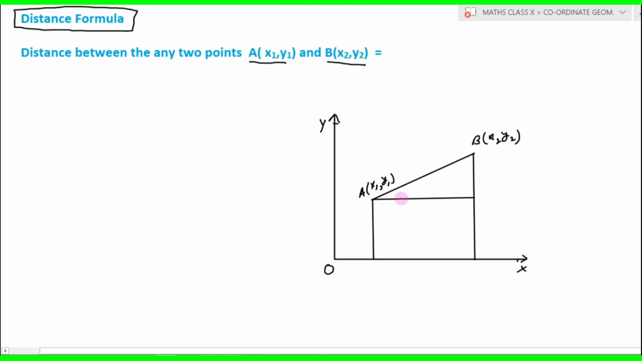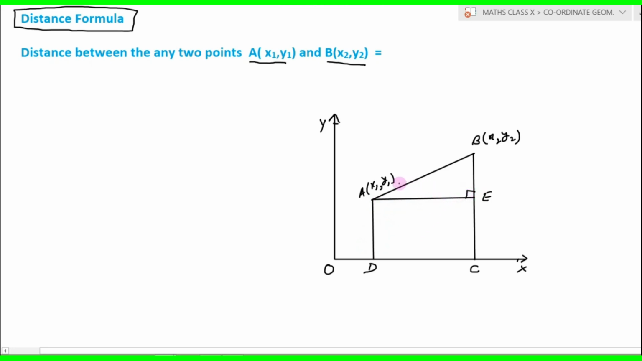Clear? So we have to start from here. To find the length of AB, we will do one construction. From A draw a perpendicular line on the x-axis, and from B also draw a perpendicular line on the x-axis, and name them C and D. Let one point be E, which we get by drawing a line from A parallel to the x-axis. So this is your 90 degree.